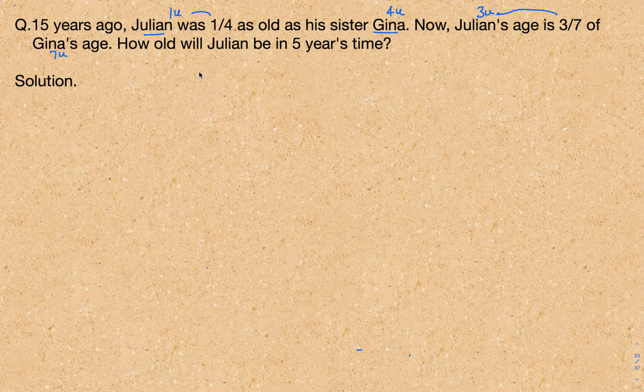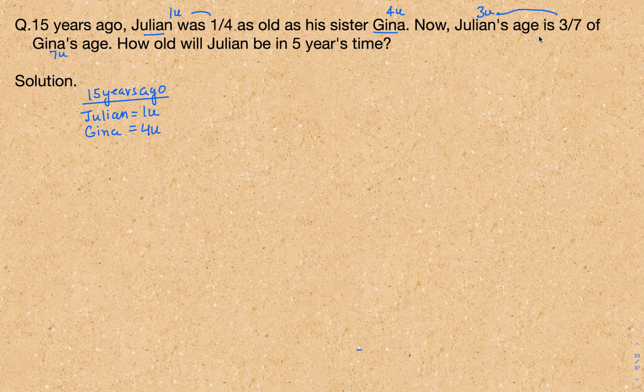So let's start writing the information. Our first case is 15 years ago. We have two people, Julian and his sister Gina. 15 years ago, Julian was 1 unit and Gina was 4 units.